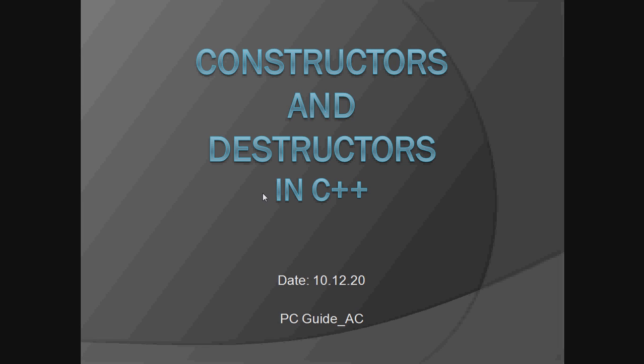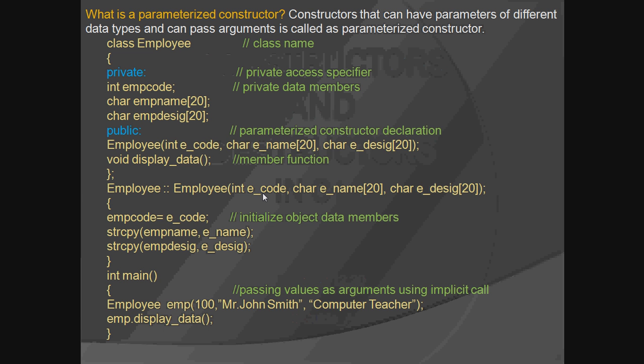Good morning, students. So we're continuing with the revision of constructors and destructors in C++. In the previous video we have seen what is a constructor, the definition of constructors, and what is a default constructor. So today we shall see the parameterized constructor. Since there are different types of constructor, and we have already seen the default constructor, today's topic will be on this parameterized constructor. So what is a parameterized constructor?